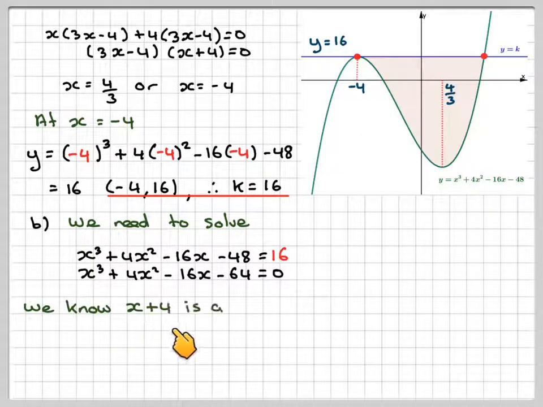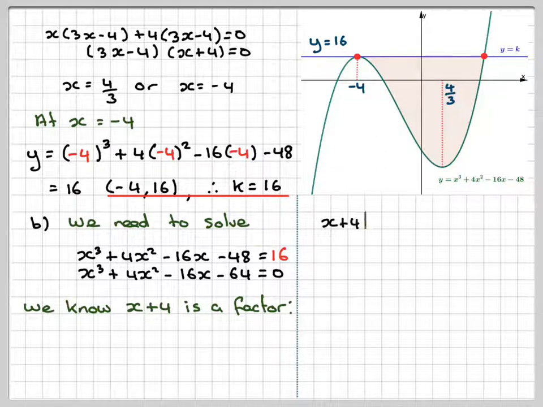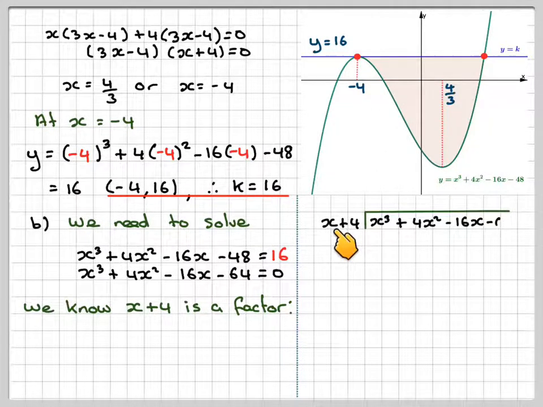We know that x plus 4 is a factor from the fact that this here is a solution to it as well. So x plus 4 is a factor. So using polynomial division, we can find the other factors. So we've got x plus 4 into x cubed plus 4x squared minus 16x minus 64.